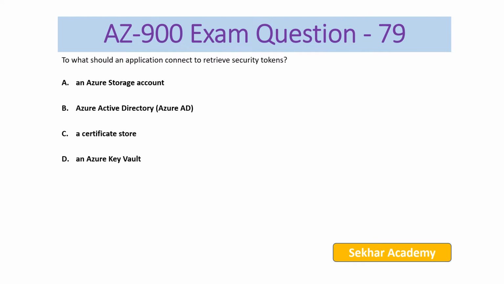AZ-900 exam question number 79. To what should an application connect to retrieve security tokens? The options are A, an Azure storage account, B, Azure Active Directory, C, a certificate store, D, an Azure Key Vault. So here we need the service which an application will connect to retrieve security tokens.